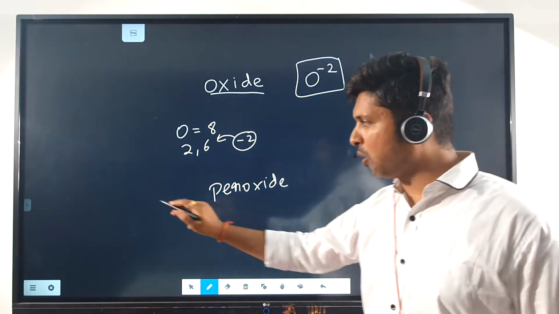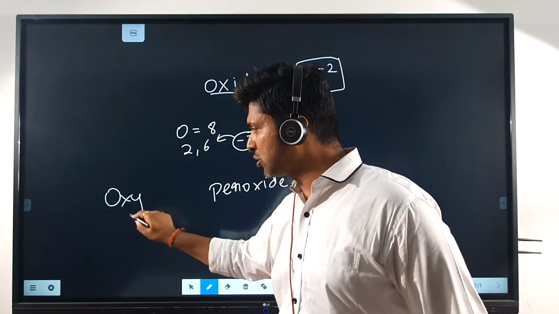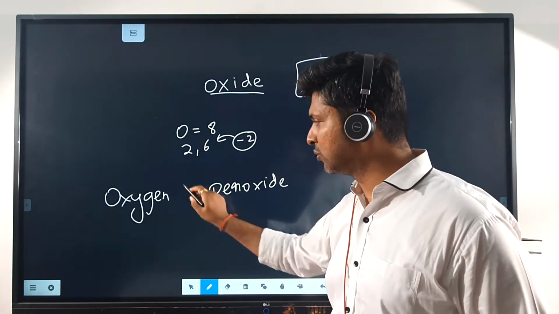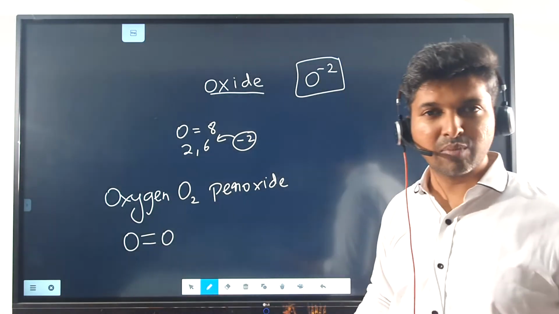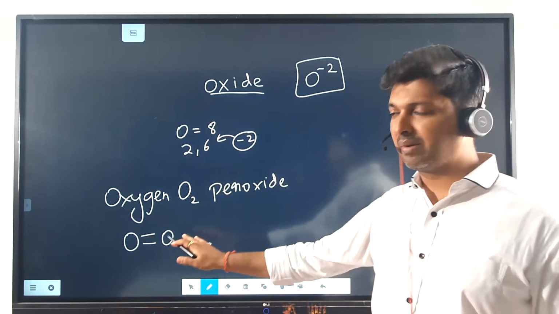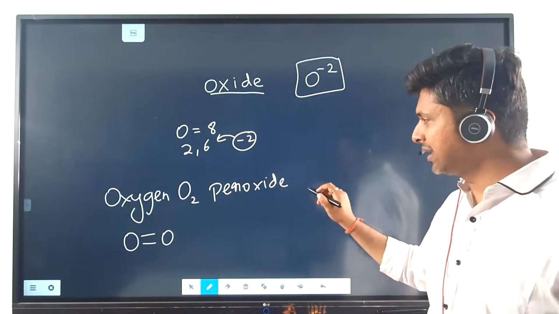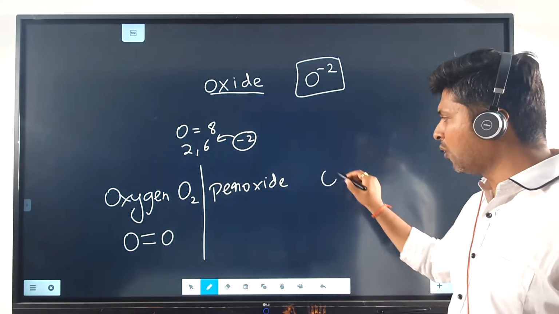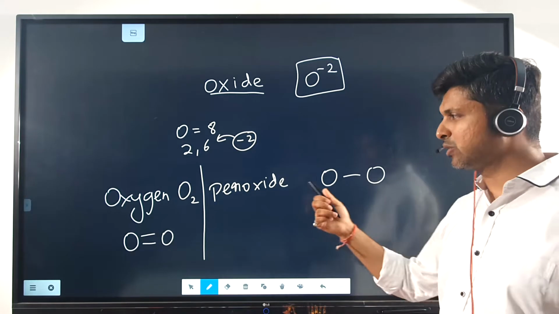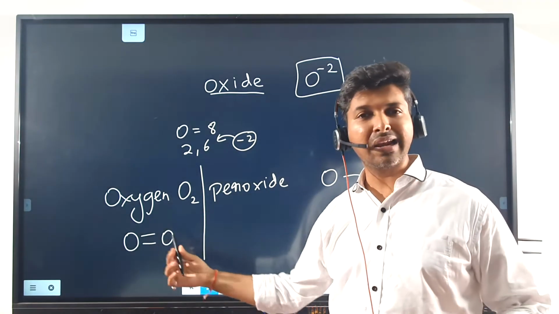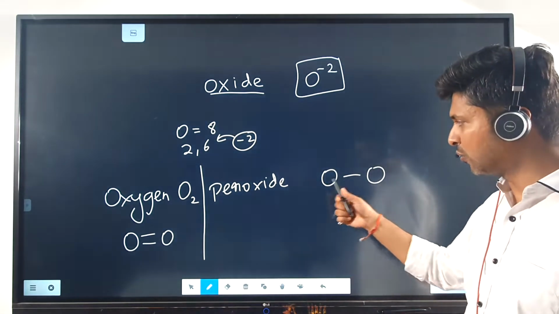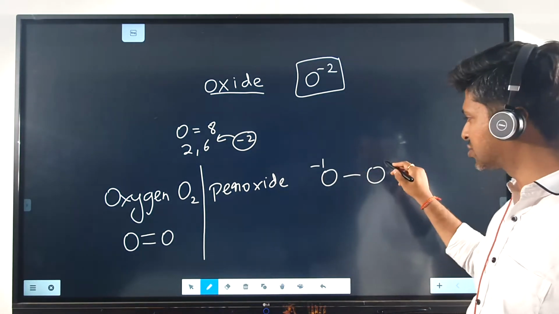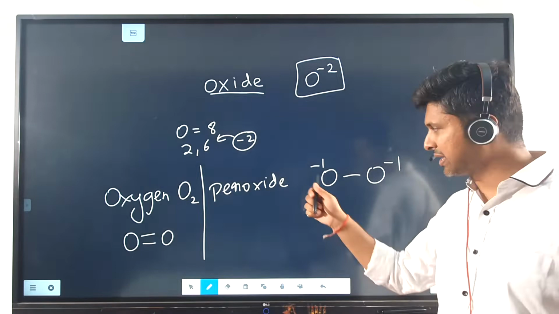Now have a look at the oxygen molecule first. The oxygen molecule, dioxygen molecule, is O2, with O double bond O, sharing a double bond to complete its valency and complete its octet. Similarly, peroxide is O single bond O. Now obviously you understand that when oxygen is not getting satisfied with its valency, that is a double bond, it is having only a single bond, O single bond O. So both the oxygens will develop a negative charge, -1 and -1.